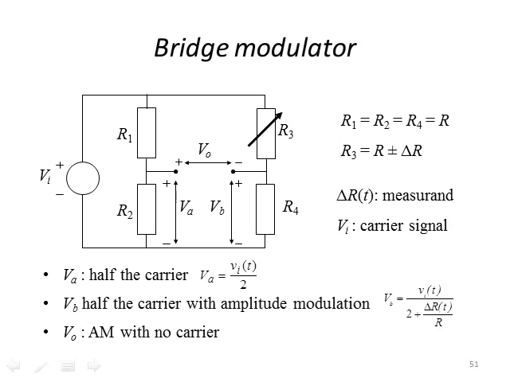At VA, we're going to have half the carrier, if we assume R1 is equal to R2, which is equal to Vi of t over 2. At VB, we're going to have half the carrier with amplitude modulation. So VB is equal to Vi of t divided by 2 plus delta R of t over R. And at Vout, when we subtract these two, we're going to have our AM signal with no carrier.